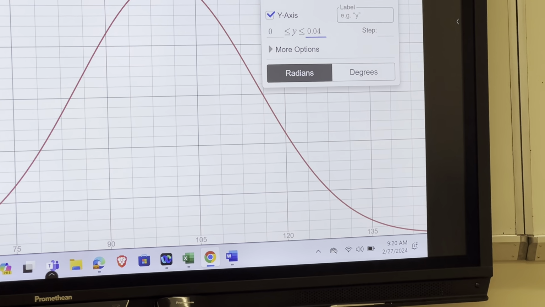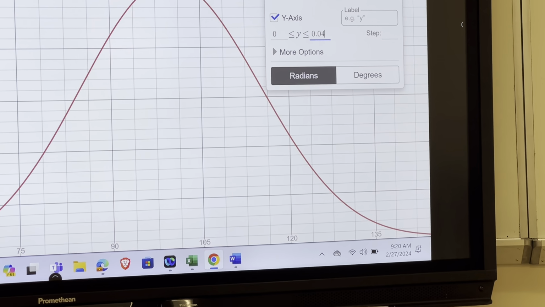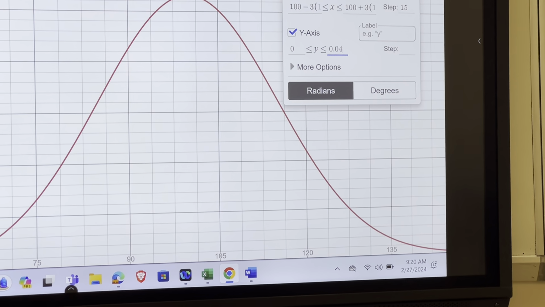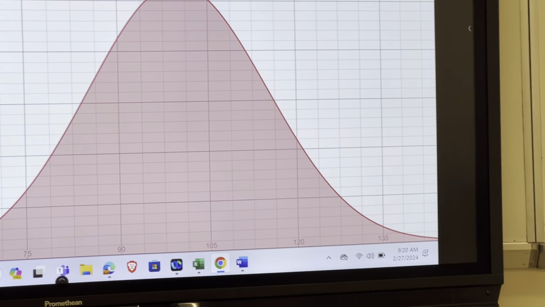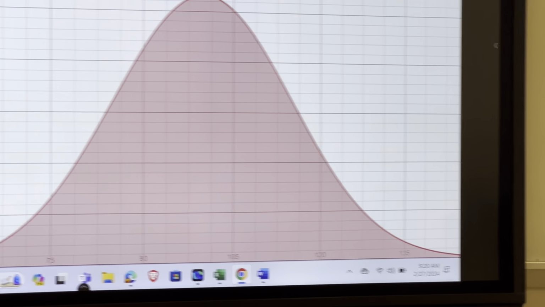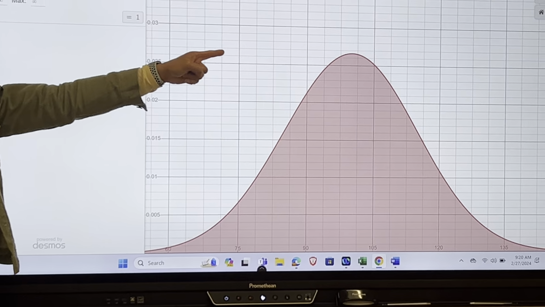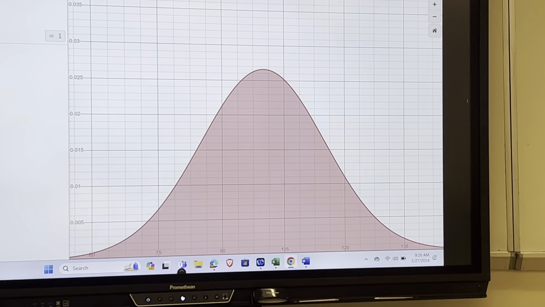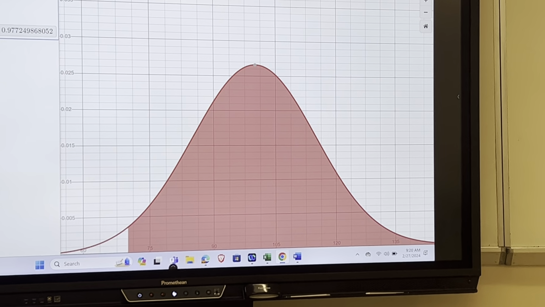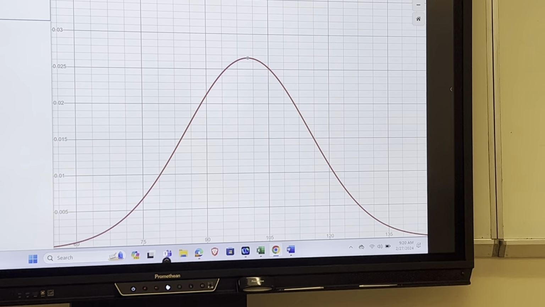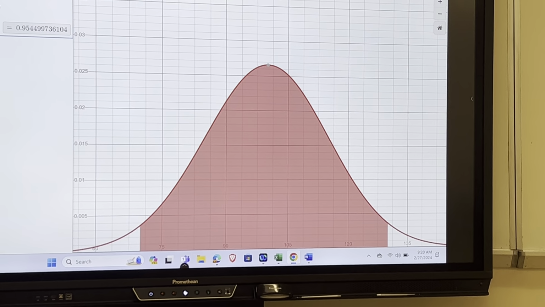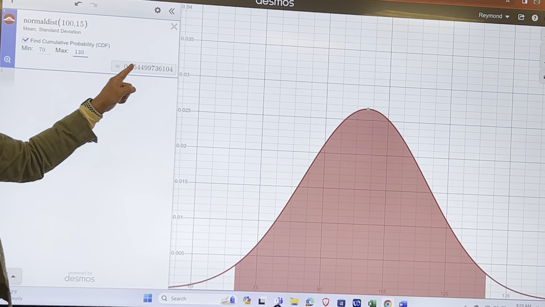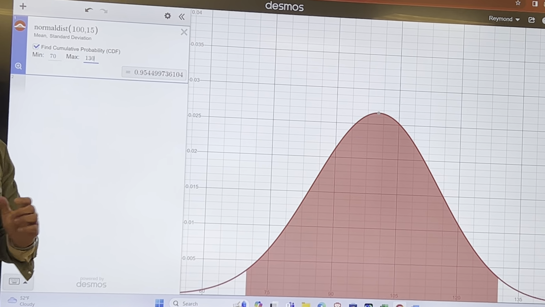Now, let's verify. Can we verify that 70 to 130 will give us 95% of the data set? So let's see. I'm gonna click on CDF, or the cumulative distribution function. On the minimum and maximum, I'm gonna put those two values, the 70 and the 130. So let's put in here the following: 70 on the minimum and on the maximum 130. And what have we seen in here? 95.4.